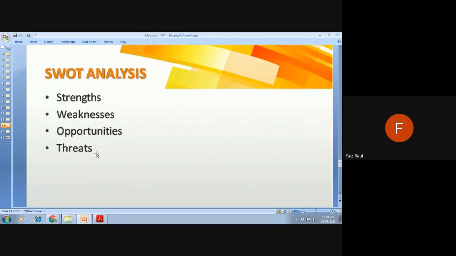So even for a merger, if I am buying out a company, I need to do the SWOT analysis to know what the strengths of that company are, what the weaknesses are, what opportunities I will have if I buy that company in the market, and what the threats are if I buy this company in the market?